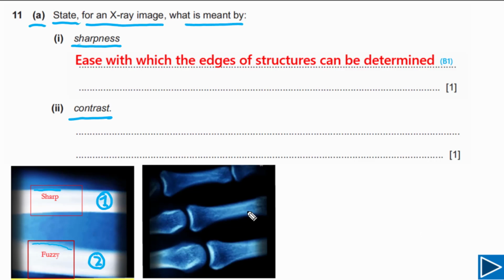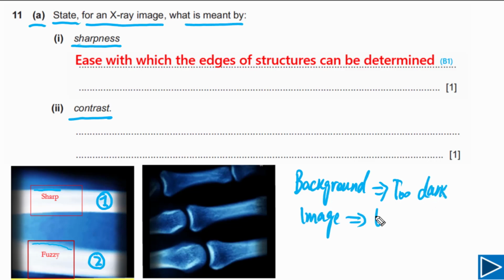Now let's move on to contrast. Contrast simply means the difference in degrees of blackening. Let's say the background is too dark, and we can simply say the image is too bright. So in this case, the image has good contrast. Because the background is too dark and the image is too bright, it means that is good contrast.